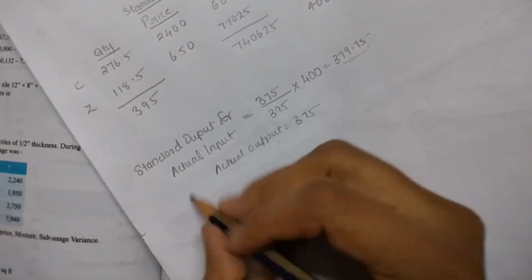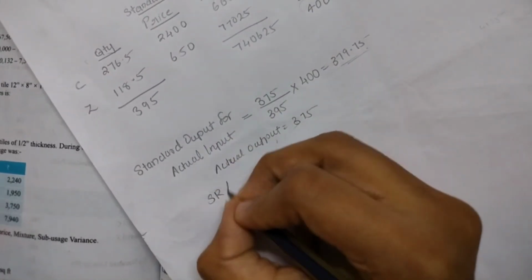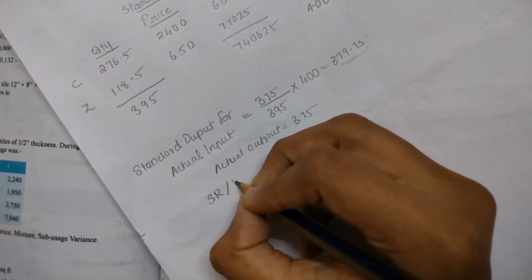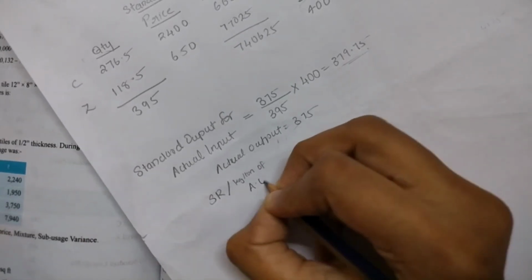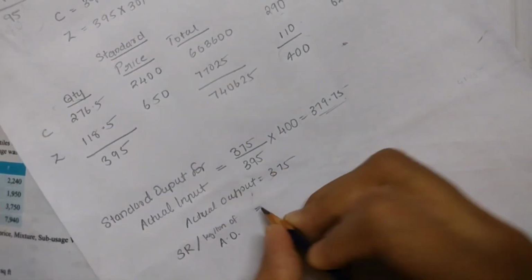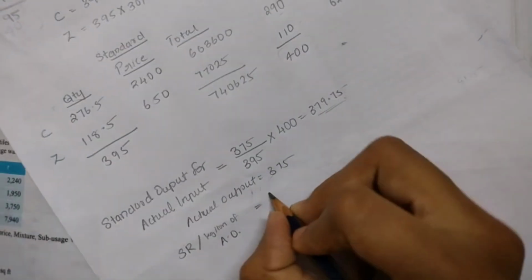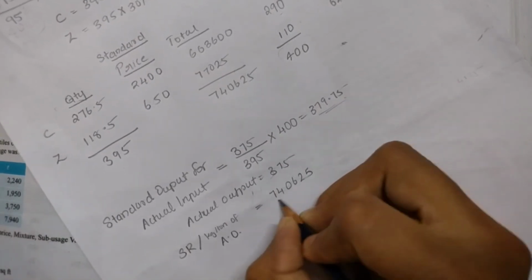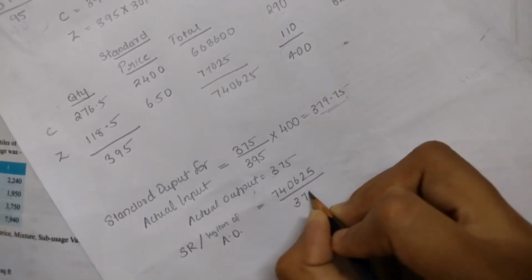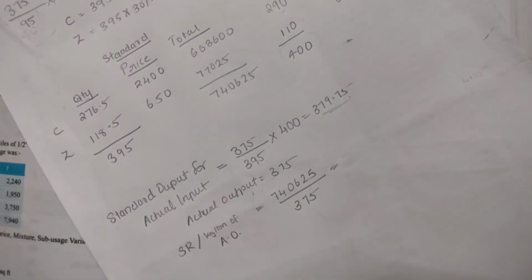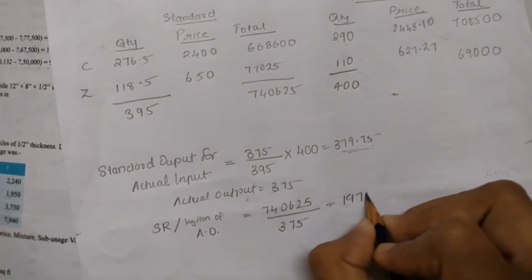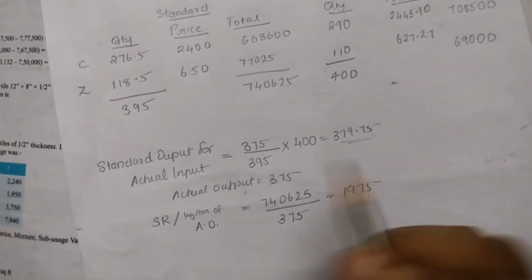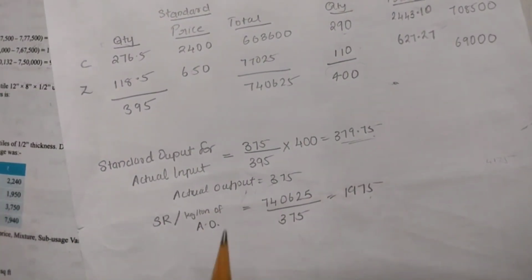Then let me help you with standard rate per ton or kg of actual output, right? So this is the standard cost, 740,625, divided by what is the actual output? 375. So once you do that, we will end up with 1975. Now substitute these values into the formula and find material yield variance by yourself.